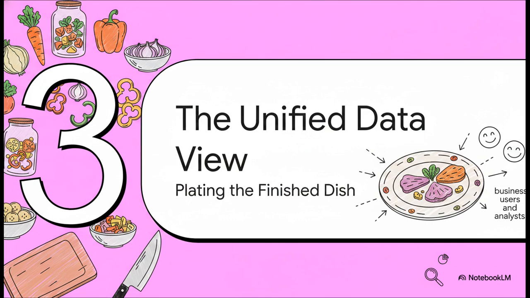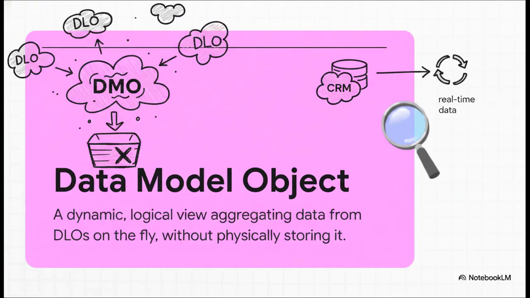Section 3. The unified data view, plating the finished dish. Now we're getting to the really satisfying part. This brings us to the data model object, the DMO. Now listen closely to this definition because it's a real game changer. A DMO provides your final logical structure. It's a dynamic view that aggregates data from one or more DLOs on the fly.